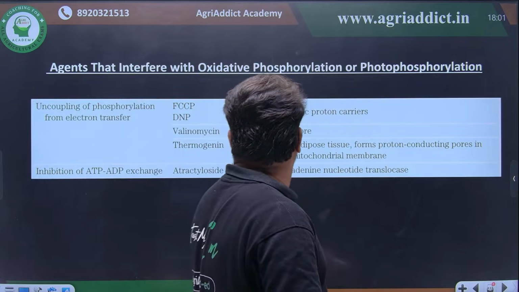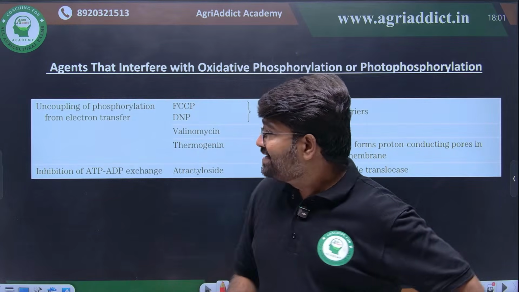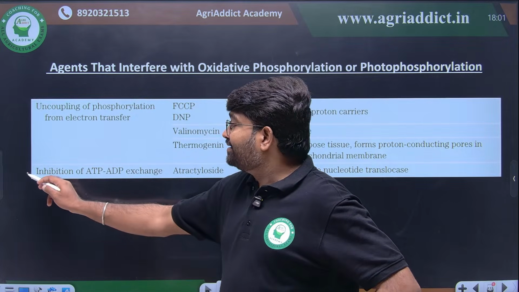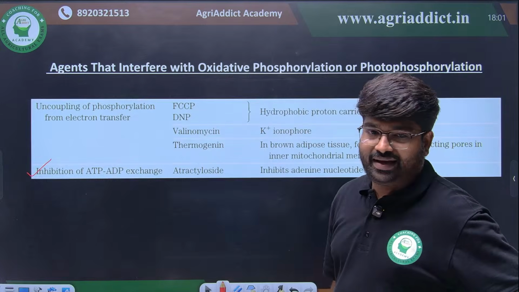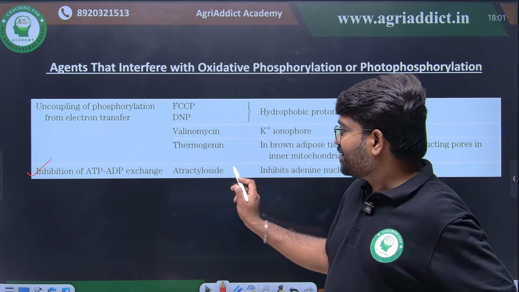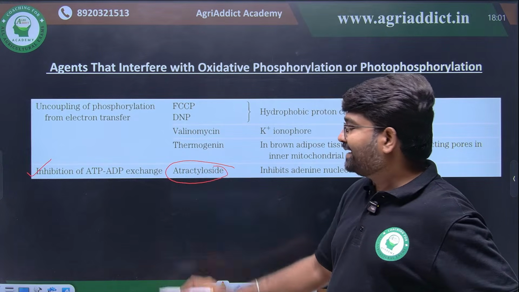Apart from that, you have to know the inhibitors that inhibit the ATP and ADP exchange. The typical example is atractyloside.